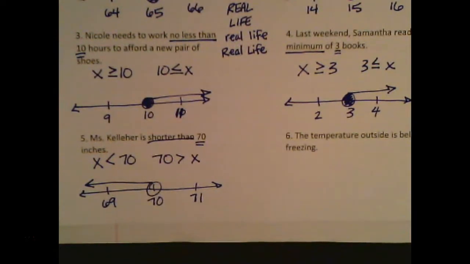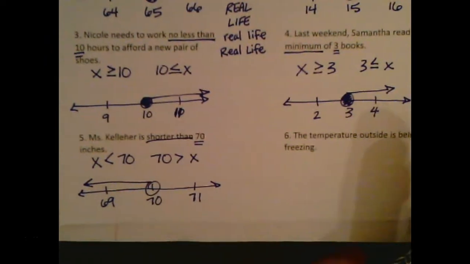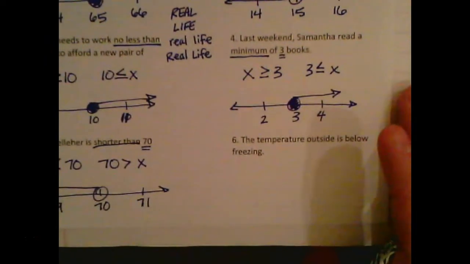Alright, for those of you curious how tall 70 inches is, Mr. Teitsma is 74 inches, so that's 6'2". So 6 foot is 72 inches, so that's 5'10" right there. So 70 inches is 5'10". So she is shorter than 5'10" is what that's saying.